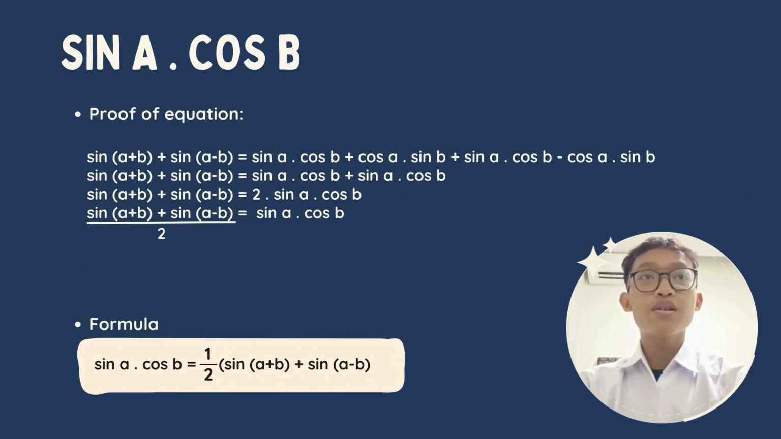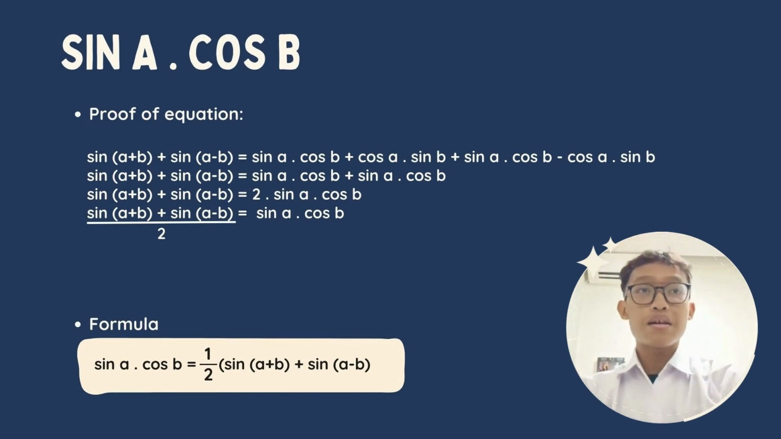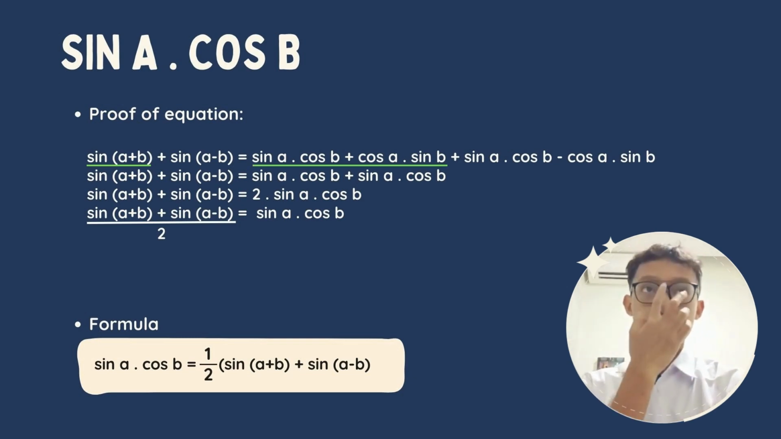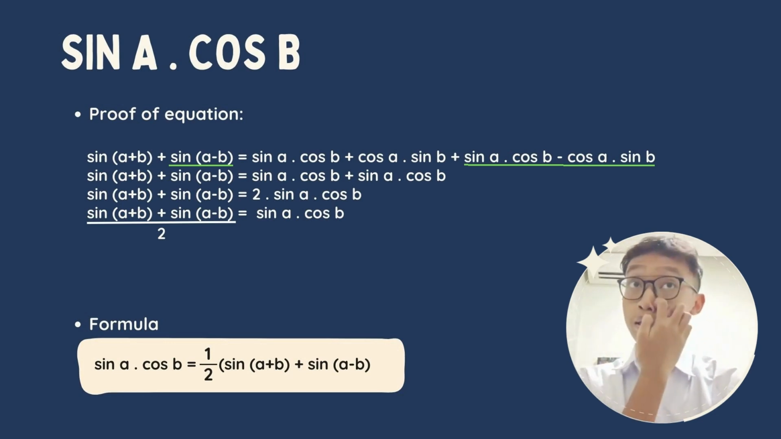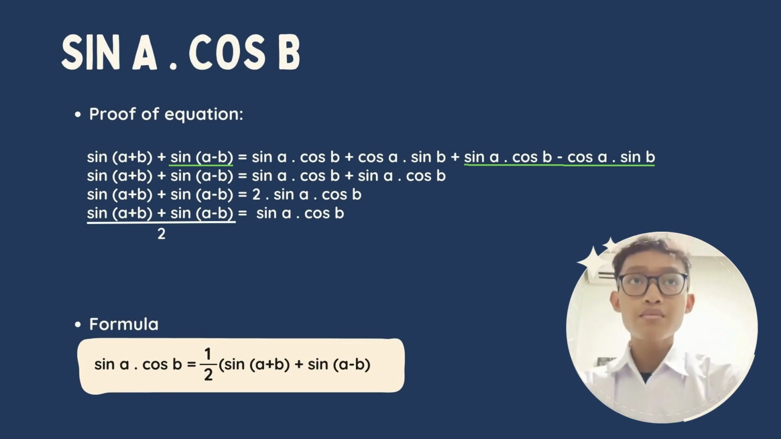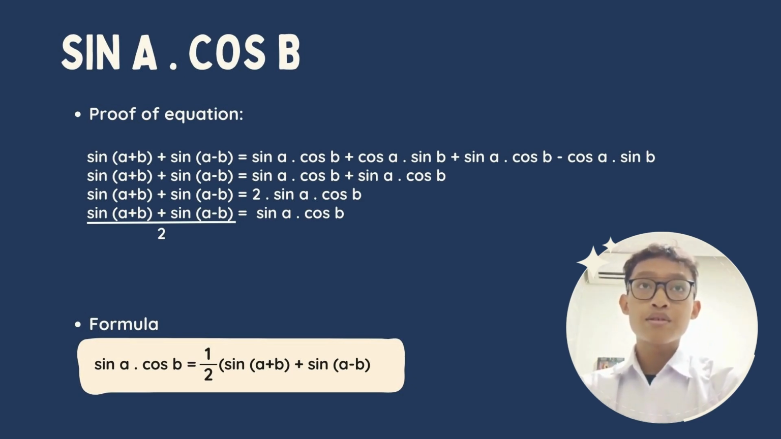Now I will explain how it works and also how to prove the formula of sin A times cos B. As we know, the formula of sin(A + B) is sin A times cos B plus cos A times sin B, and the formula of sin(A - B) is sin A times cos B minus cos A times sin B. We just need to combine these two formulas, and it will become sin A times cos B plus cos A times sin B plus sin A times cos B minus cos A times sin B.